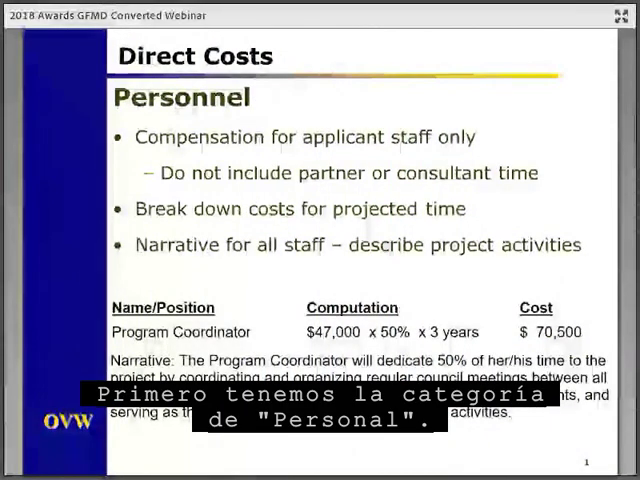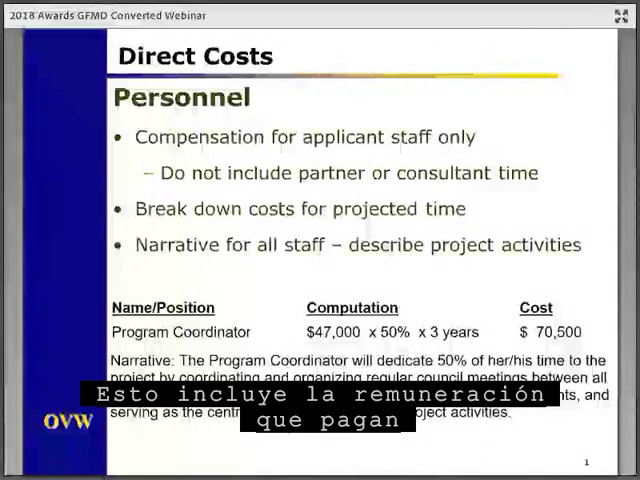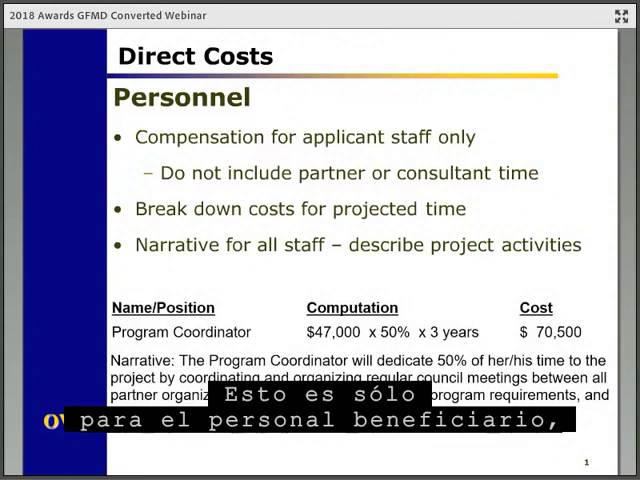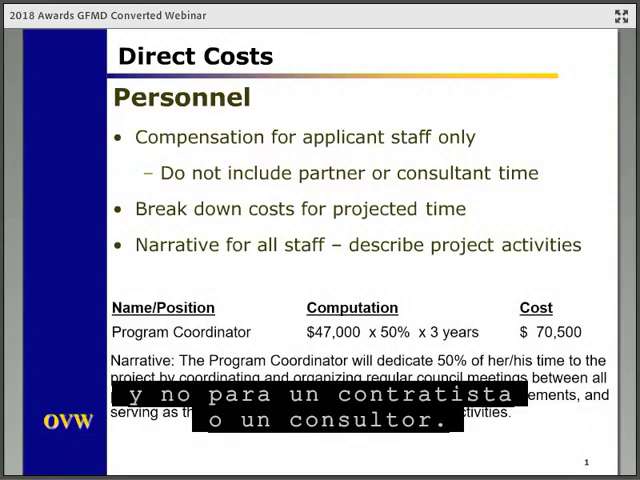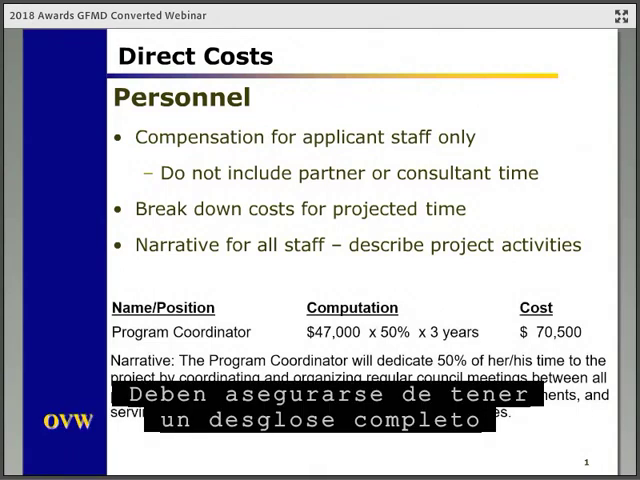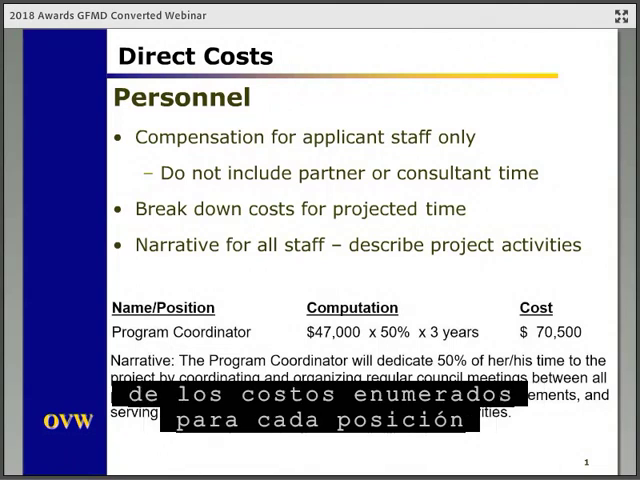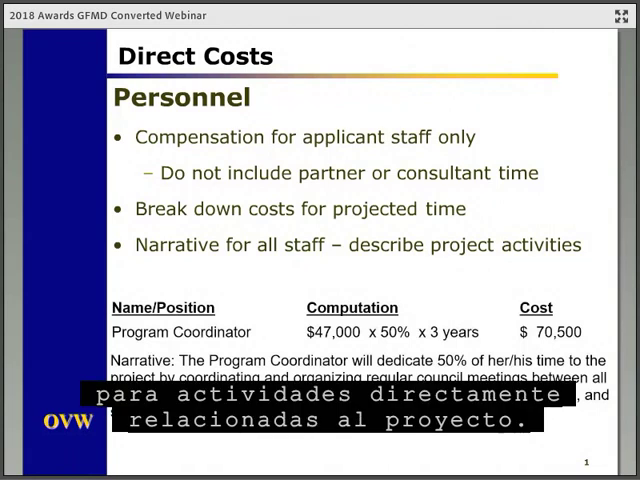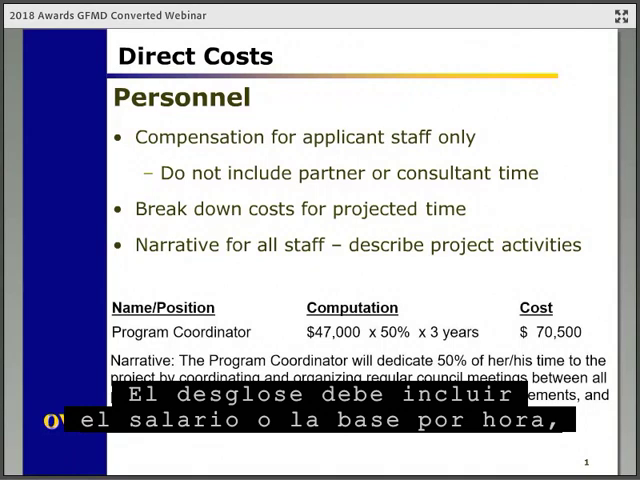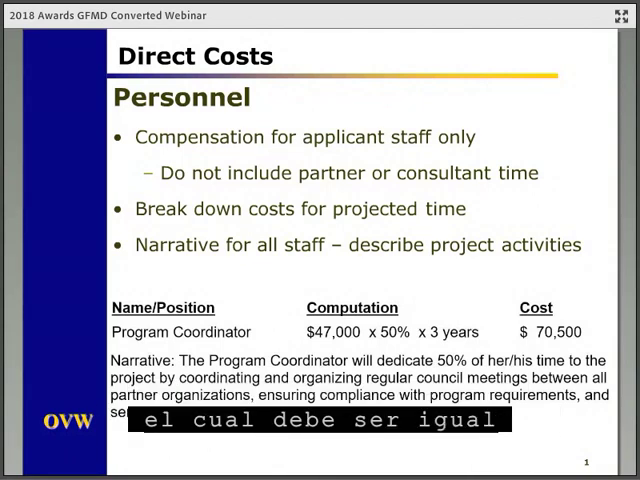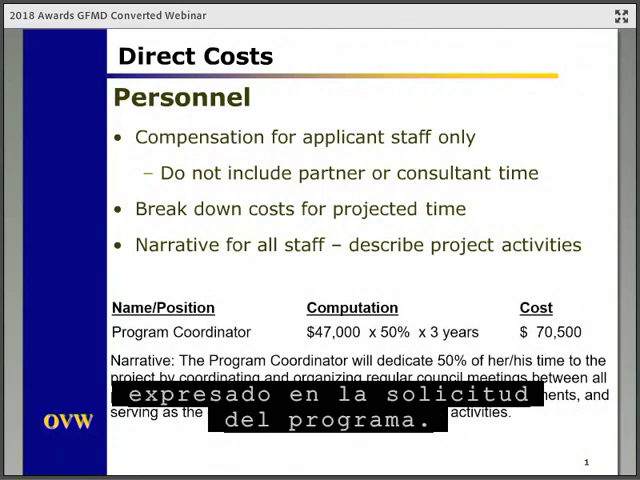First is the personnel category, and this includes the compensation you pay to staff working directly on the project. This is for the recipient staff only, not your project partners and not a contractor or consultant, just your direct staff. You want to make sure you have a full breakdown of costs listed for each position and their projected time for activities related directly to the project. The breakdown should include the salary or hourly base, the percentage of time or total hours, and the total years or months, which should be equal to the length of the project period stated in the program solicitation.